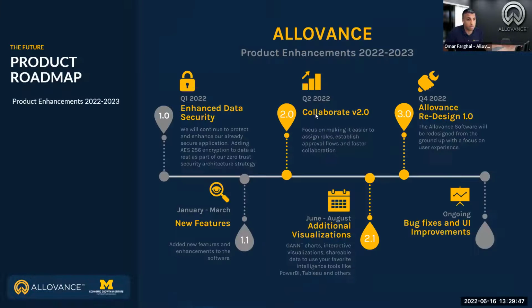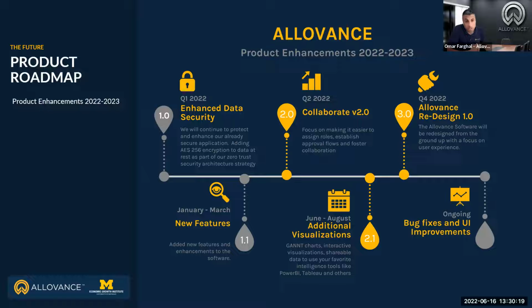So in terms of timeline for all of this stuff, in quarter 1, we focused on updating our best practices for security, and we finished that. We're right now in quarter 2, working on Collaborate version 2.0. We anticipate that this will be done in the next month or so. After we're finished with that, we plan to continue with additional visualizations around the Gantt chart and around the cost schedule table. For example, embedding Power BI, embedding those kinds of things.